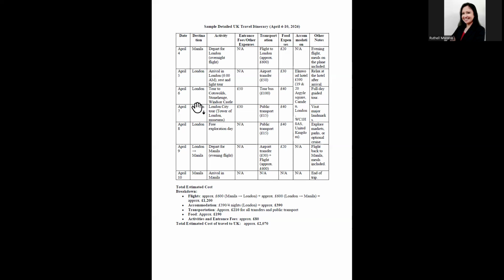For example, on April 6, you will be in London. For activity, you have a tour to Cotswolds, Stonehenge, and Windsor Castle. The entrance fee is £50. For transportation, you have your tour bus, which is worth £100. And for food expenses, you have £40.